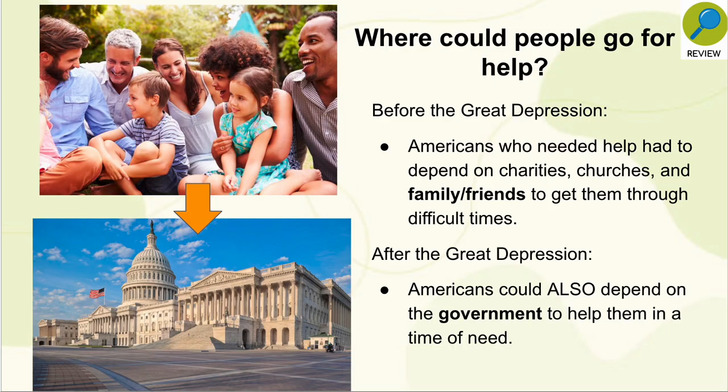Okay, so quick review. Before the Great Depression, Americans were just relying on charities, churches, families, and friends to get them through difficult times. They didn't have the government to rely on yet. After the Great Depression and after the New Deal starts, then Americans can start relying on the government. The New Deal kickstarts that. It makes all of those government programs like the FDIC and the CCC that we talked about before. And it also makes some other things as well, like unemployment insurance.